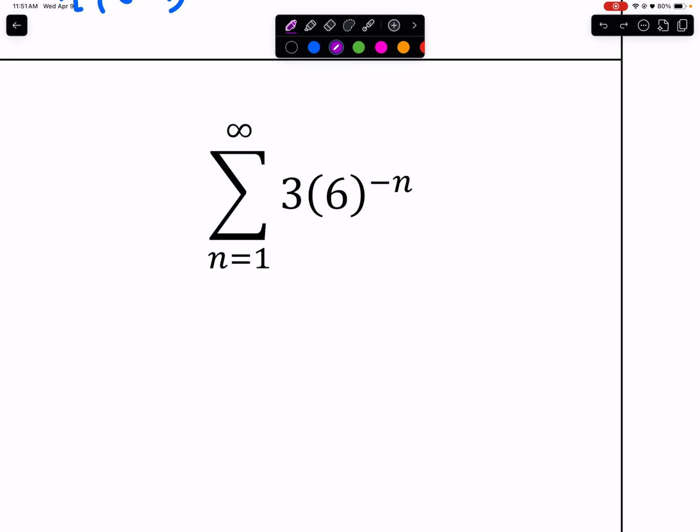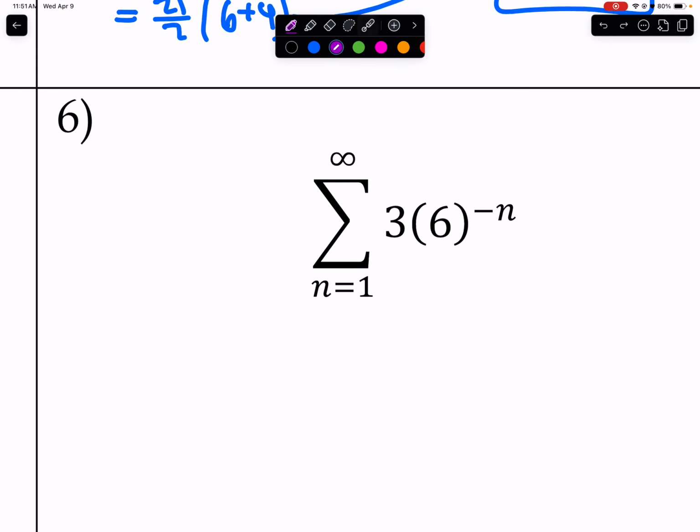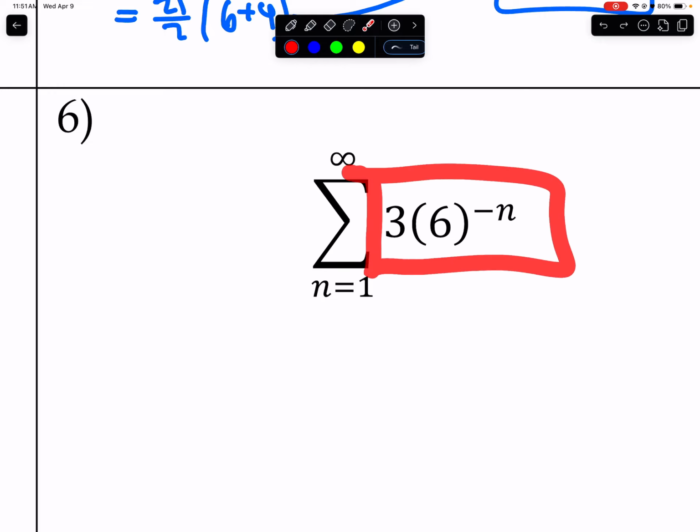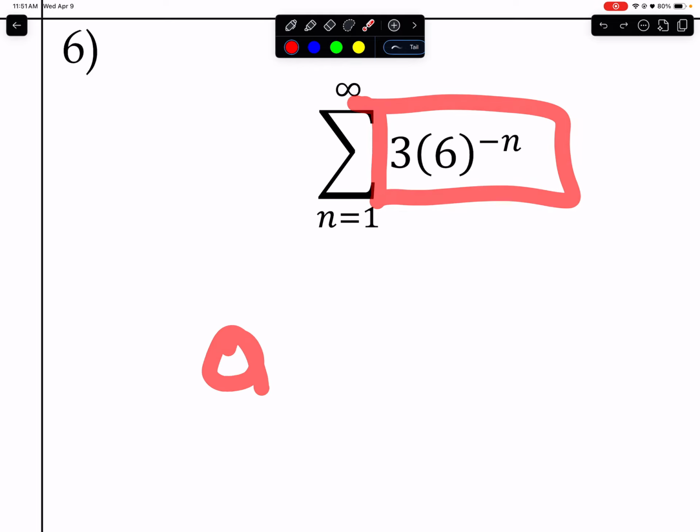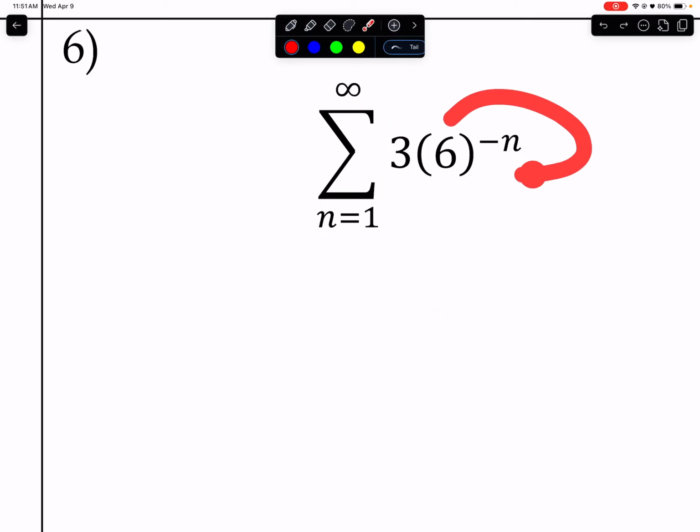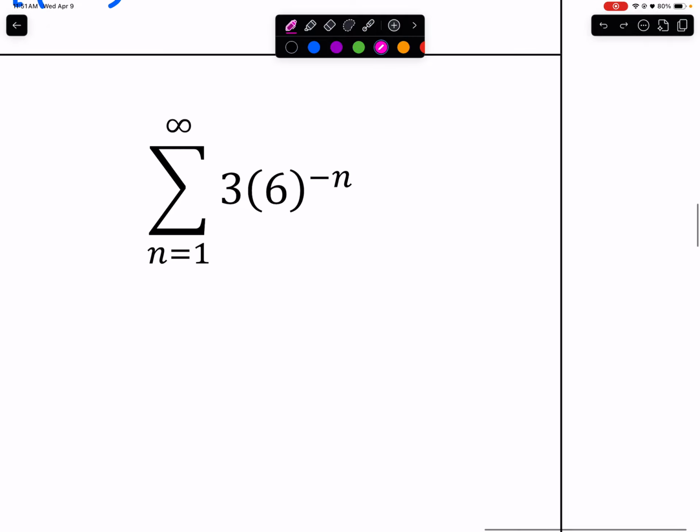Now over here, this one's going to be a little bit more tricky, and that's because your form over here is not how we're used to seeing it. We're used to seeing a sub 1 times r raised to the n minus 1. Because we don't have the n minus 1 up here, we're going to have to do a little bit more finagling with our values. So what's going to happen, I'm going to rewrite my series.